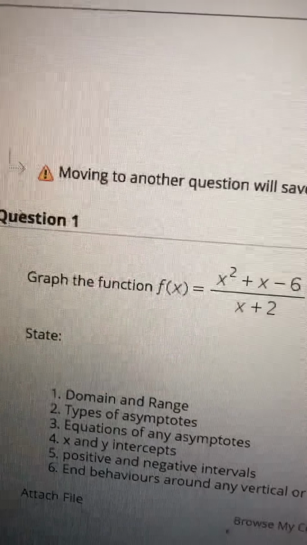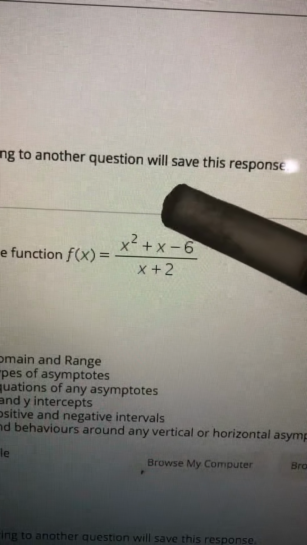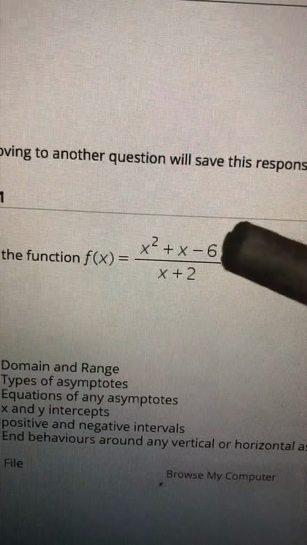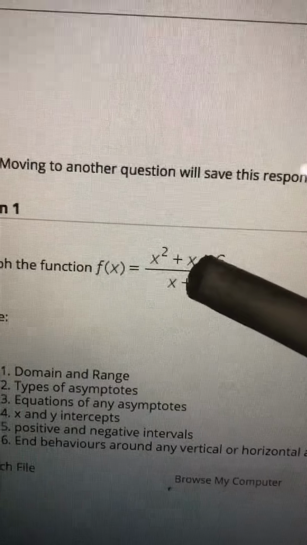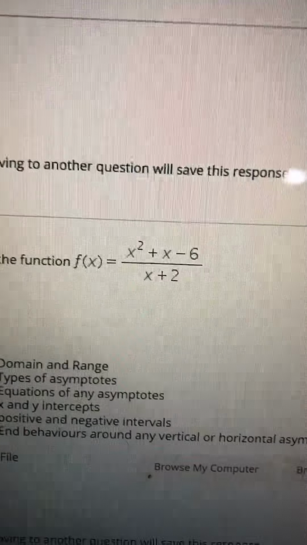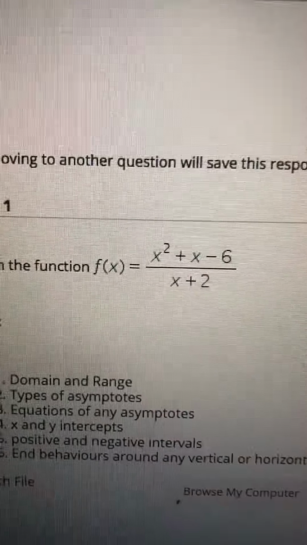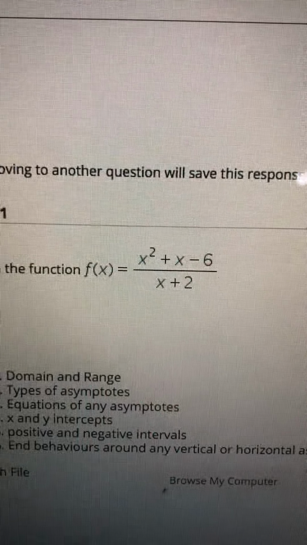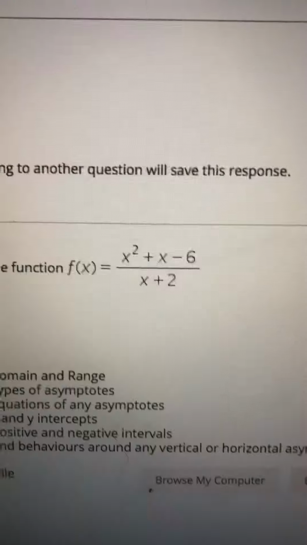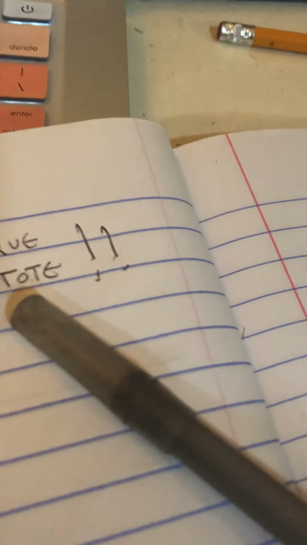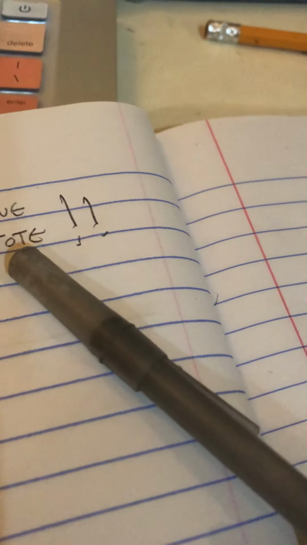Okay, so the first thing I noticed about this equation was the fact that the degree up here is higher by 1 than the degree down there. And if that's the case, that means there's going to be an oblique asymptote. So knowing that there's going to be an oblique asymptote, which I've stated here, we need to do polynomial division to find out the remainder.